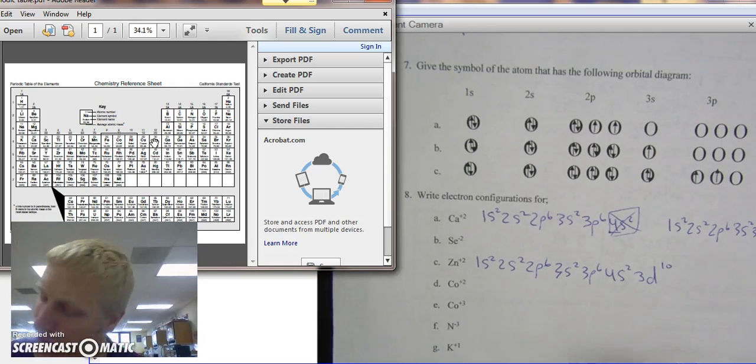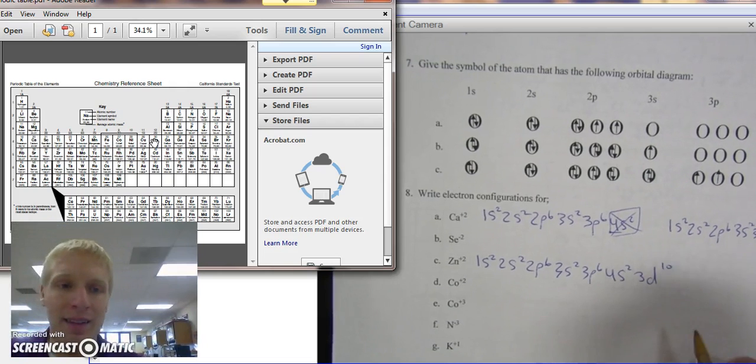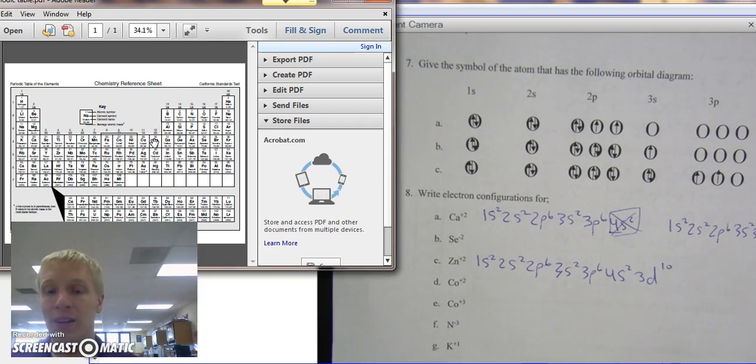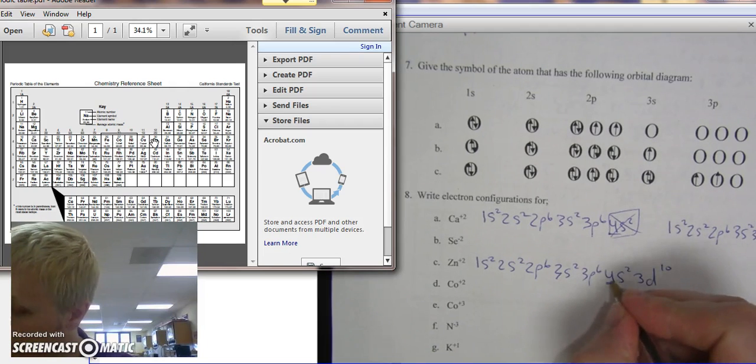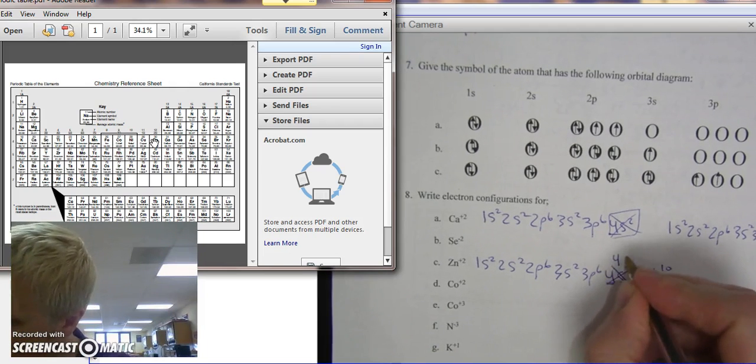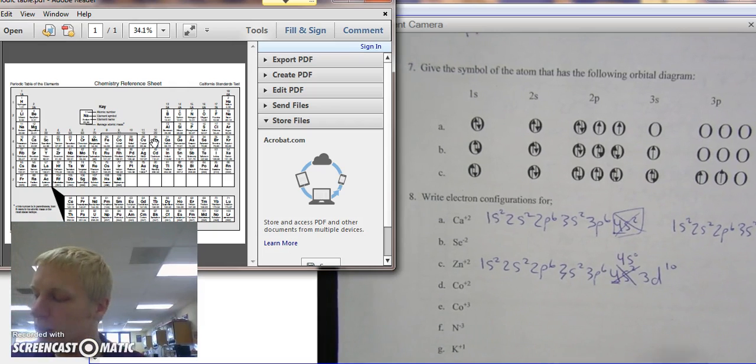So the last 2 electrons we put on were on this d orbital, but we have to pull the electrons from the furthest energy level. That's this 4th energy level. So instead of 4s2, it's 4s0. We're pulling them from there. You can either write 4s0 or just omit that from your electron configuration.